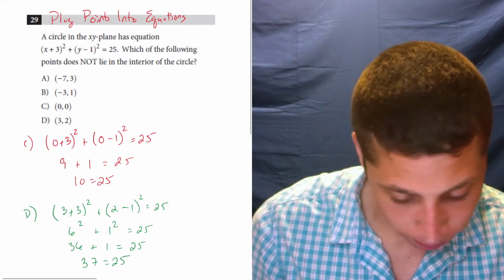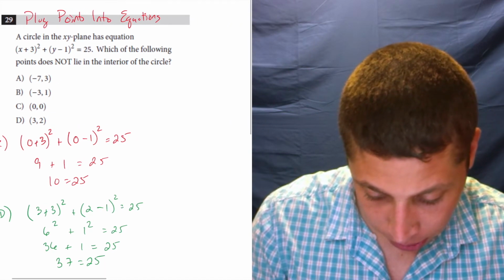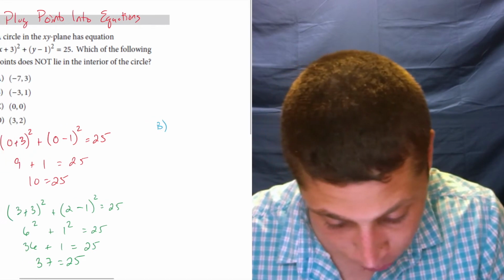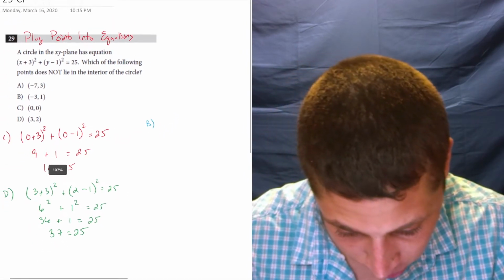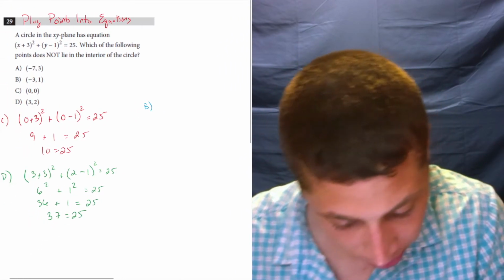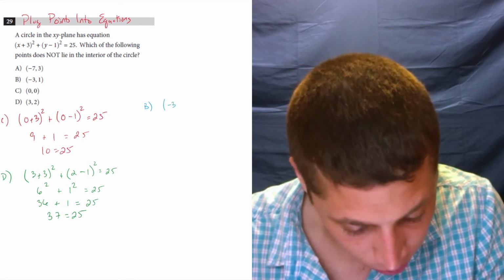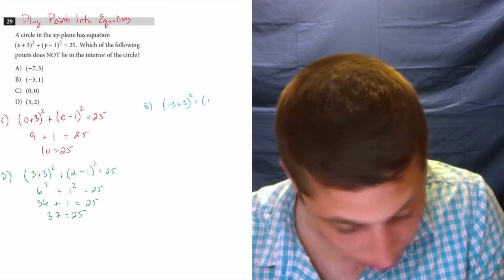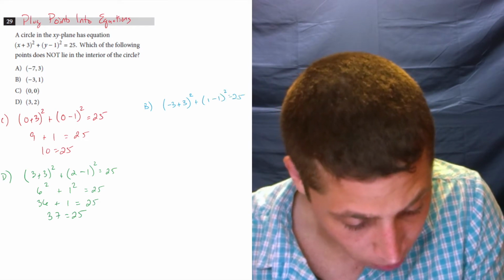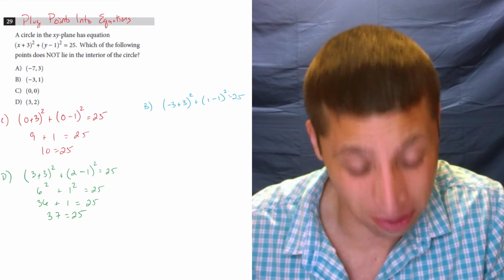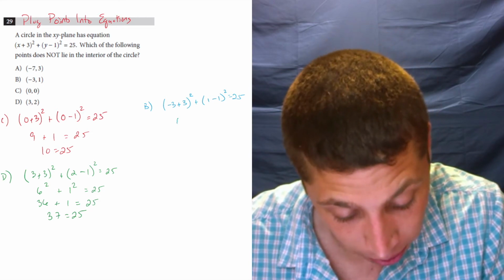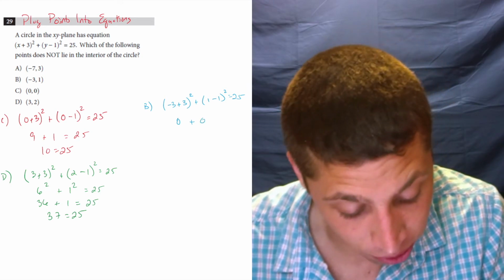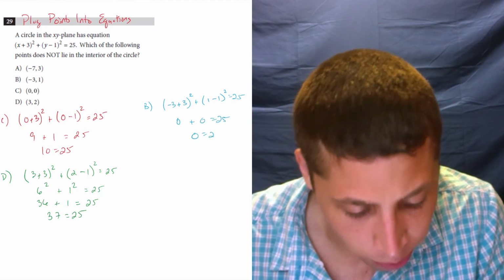I'm going to do all of them. So negative 3, 1. So B, negative 3, 1. That's a weird one. That's an interesting one, because watch what's going to happen here. If we do that point, 1 minus 1 squared equals 25. So negative 3 plus 3 is 0. So 0 squared is 0. 1 minus 1 is 0. 0 squared is also 0. So this just gives me 0 equals 25.